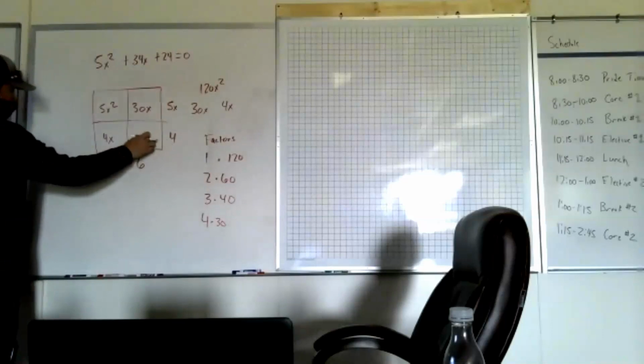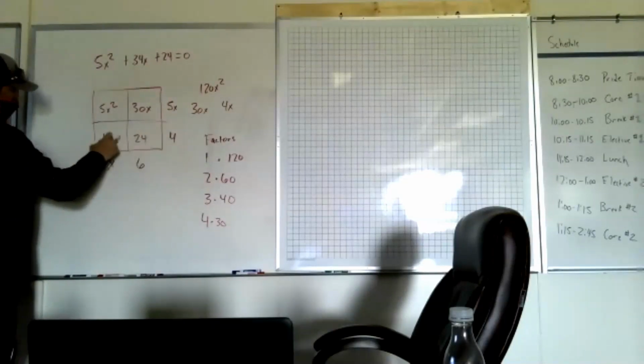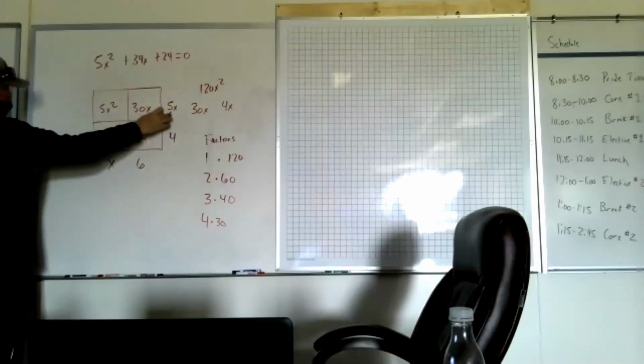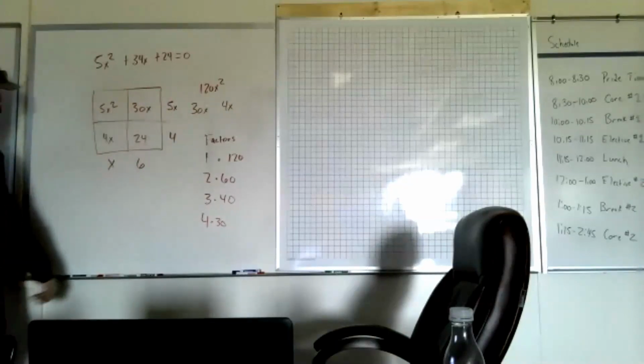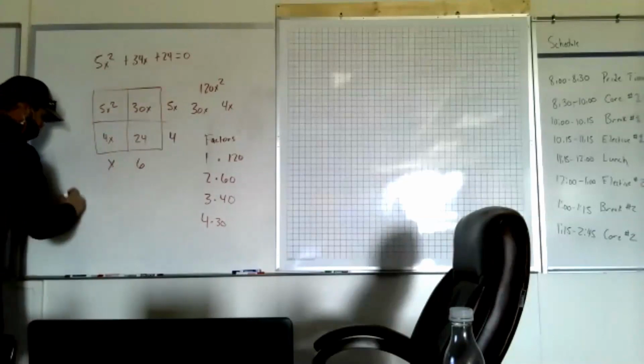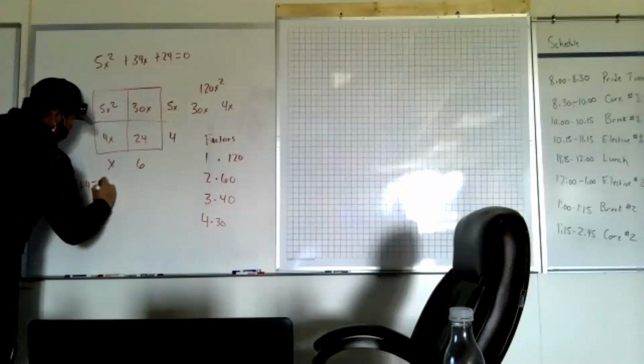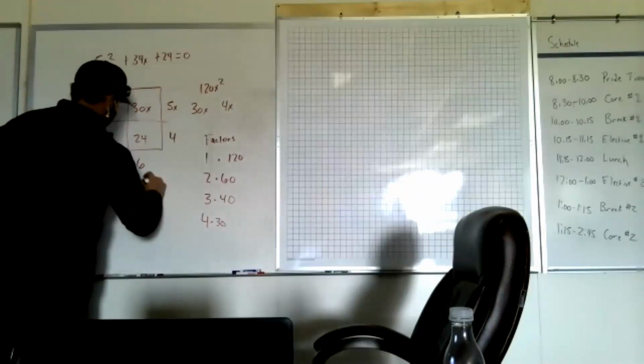6 times 4 is 24. X times 4 is 4x. 6 times 5x is 30x. X times 5x gives me 5x squared. So these binomials are good. Take them, set them equal to 0, and solve for x.